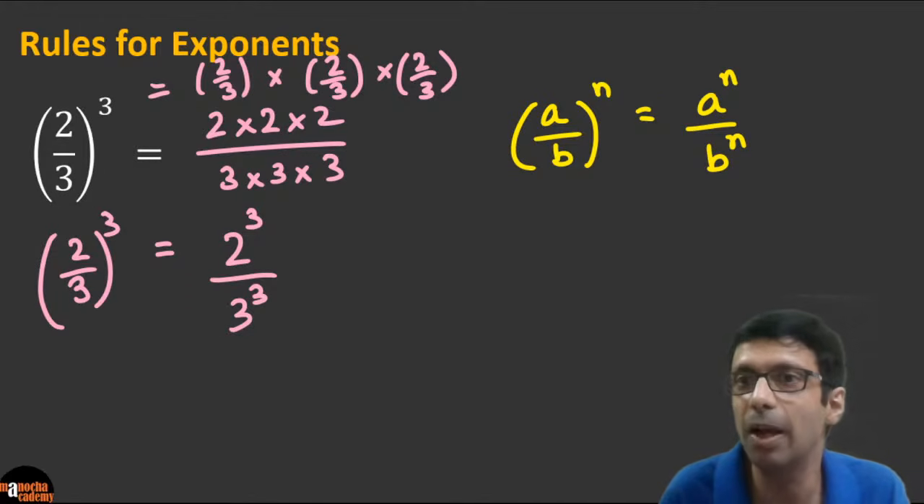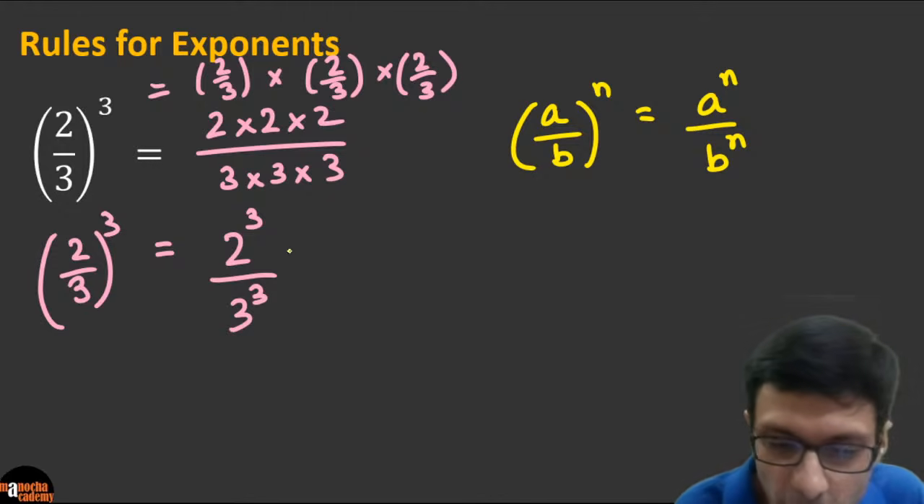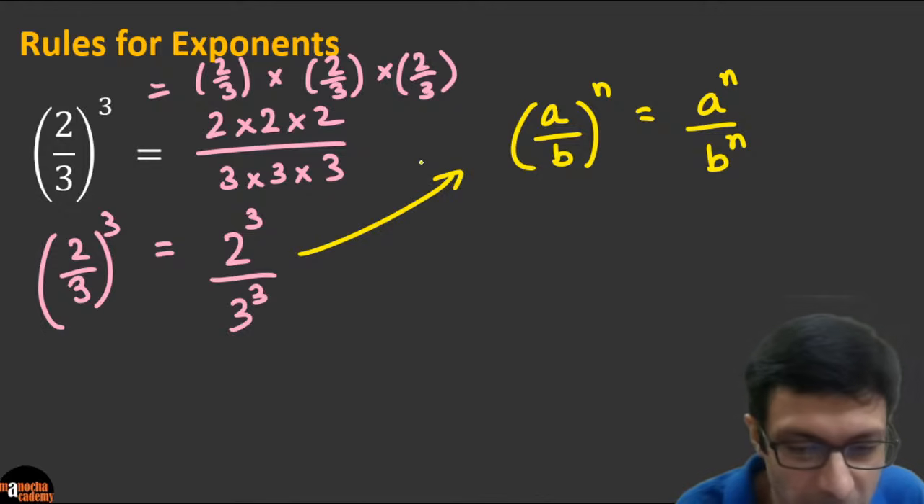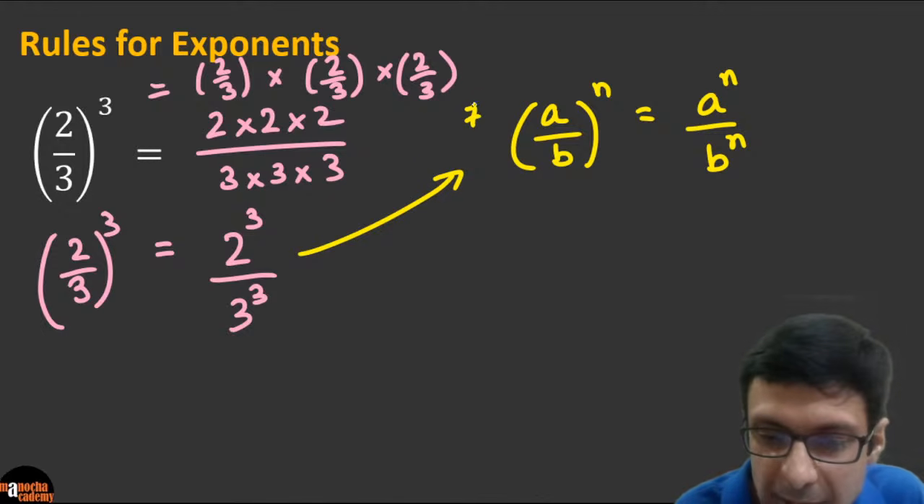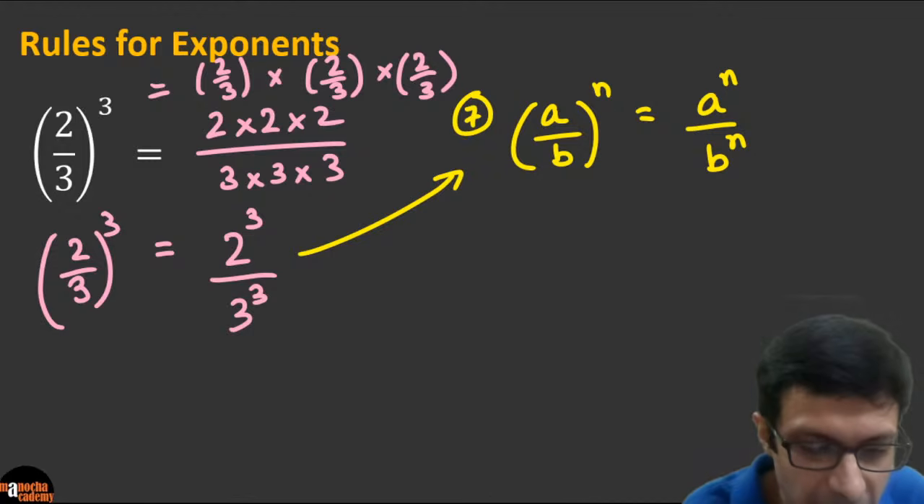Here we have (a/b)^n equals a^n times b^n, like we got from this simple example. Okay, so that's going to be rule number 7 for us. Clear, guys? Very simple.